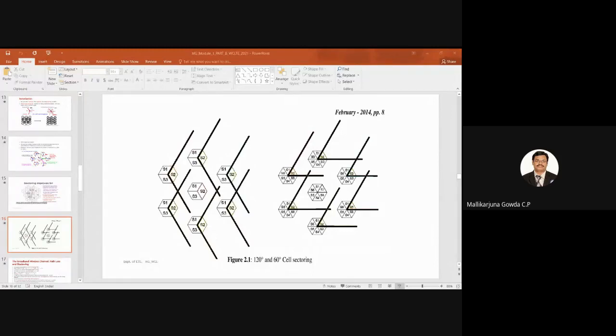Any one of you can say? Then I can understand that you are with me and understanding what I am saying. With 60-degree sectoring, how many co-channel cells will be interfering with the center cell? Is it possible to say?